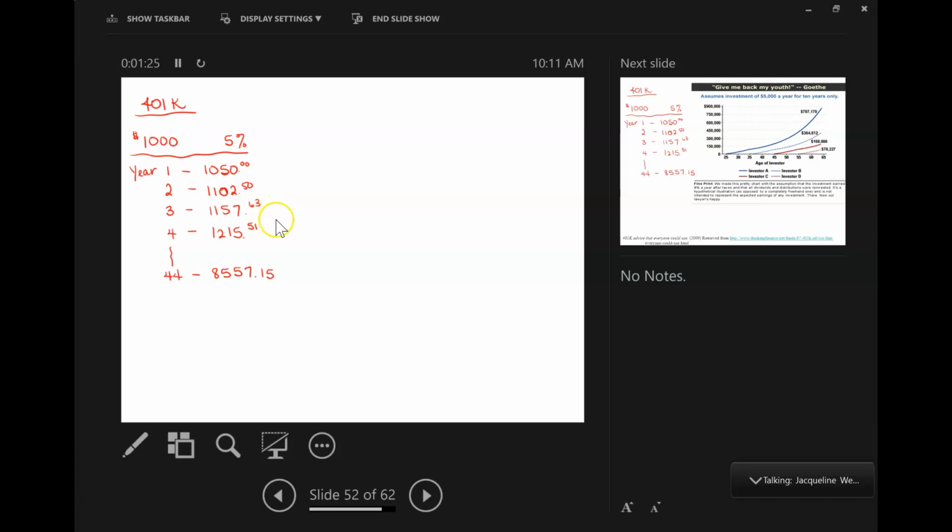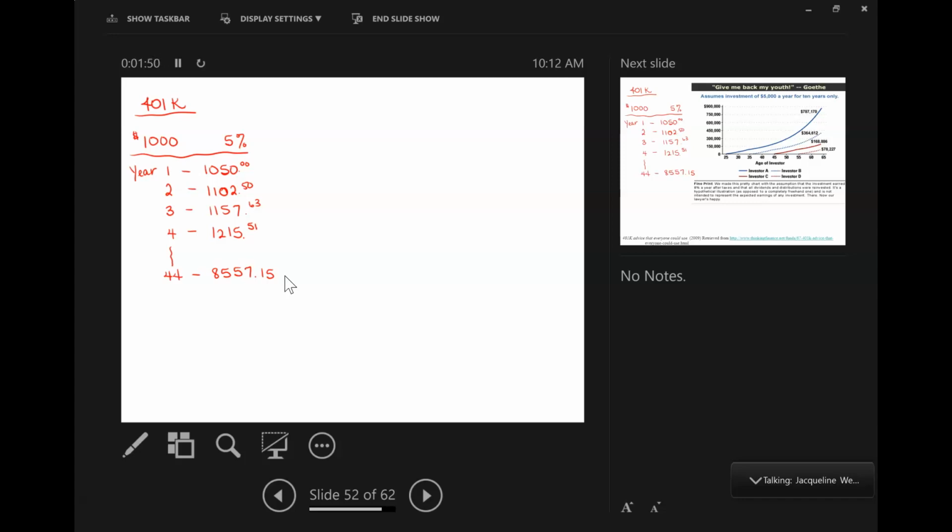If I never put another penny in this 401k, which would be a bad idea, by the way, but if I did not put another penny in this 401k and I left it in there until I was 65 years old and ready to retire, look at the difference. That $1,000 has grown to $8,557. That is huge.